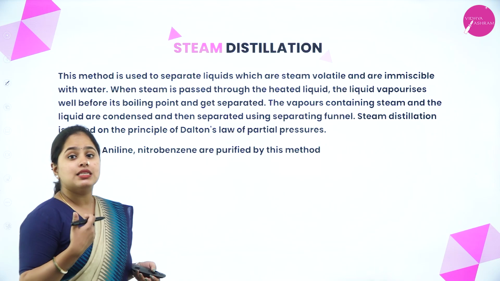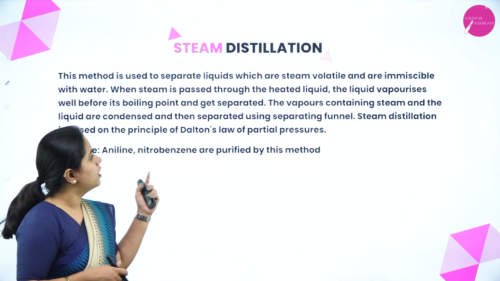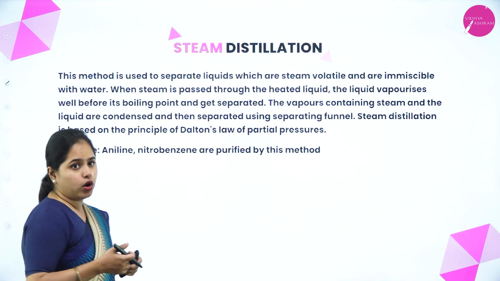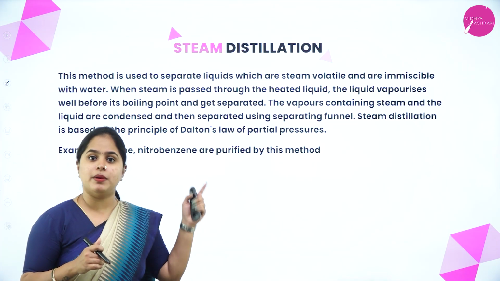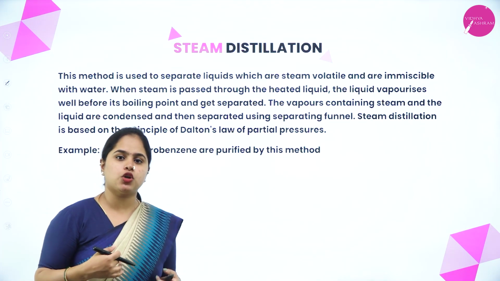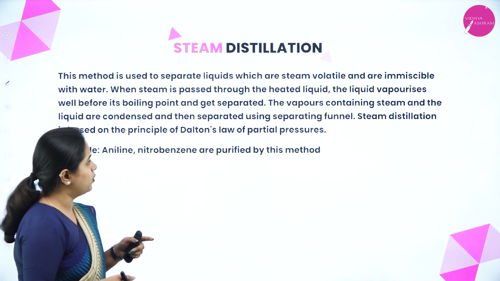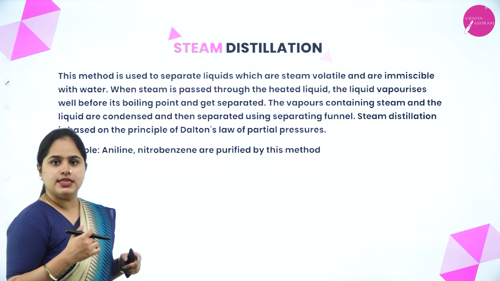So the next one is steam distillation. This method is used to separate liquids which are steam volatile, right, and immiscible with water. They might not be soluble in water, but they will be volatile in steam, right? So for such compounds we use steam distillation. When steam is passed through the heated liquid, the liquid vaporizes well before its boiling point and gets separated.